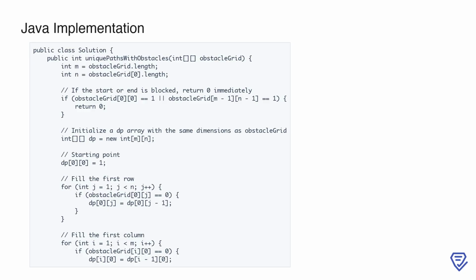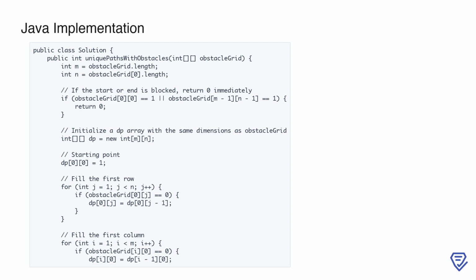Here, we begin with the Java implementation of the solution. First, we define a method uniquePathsWithObstacles that takes a 2D integer array, obstacleGrid, as input. This grid represents the maze where some cells may be blocked. We start by determining the dimensions of the grid, m for the number of rows and n for the number of columns.